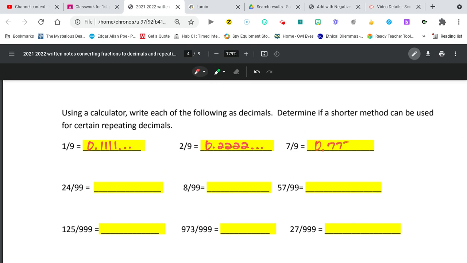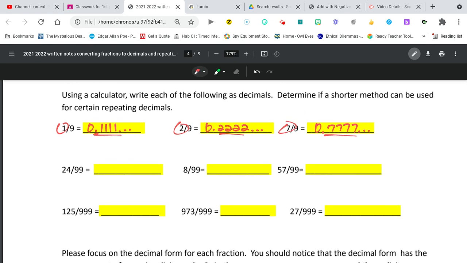Some of you probably already see a pattern. Some of you should see something about these ninths. One's a one, two's a two, seven's a seven. Oh my goodness. Okay, it's my numerator. All right, hold on. Let's keep going. Let's do 24 divided by 99. This is what I get. Now I get 2, 4, 2, 4, 2, 4, 2, 4. It's my numerator again.